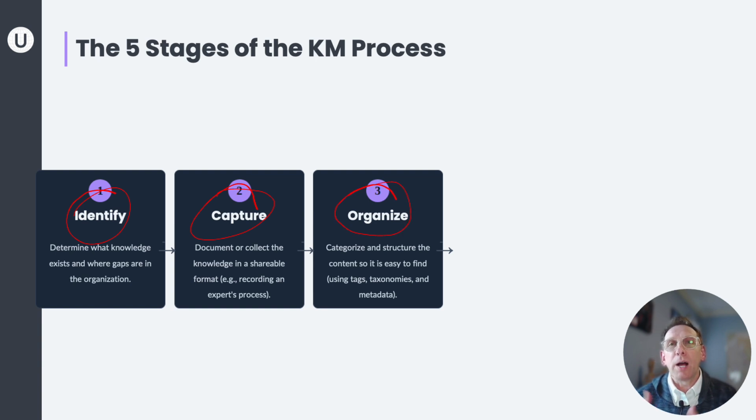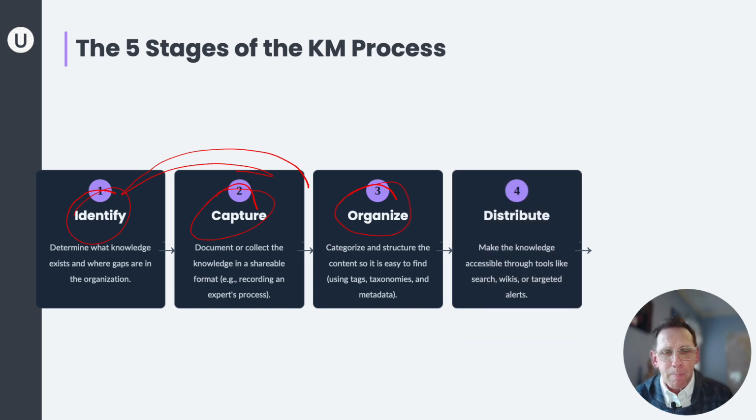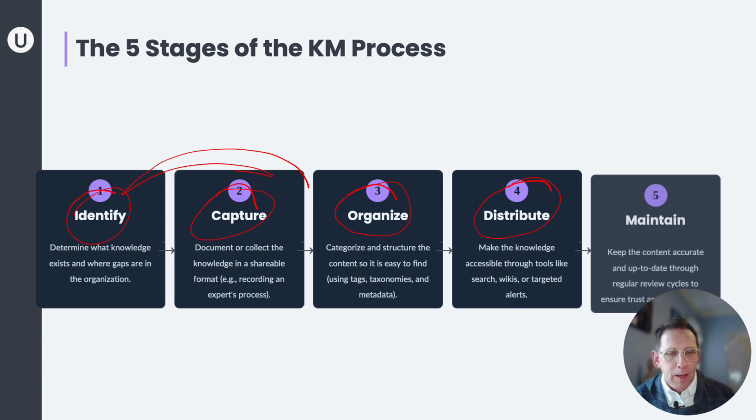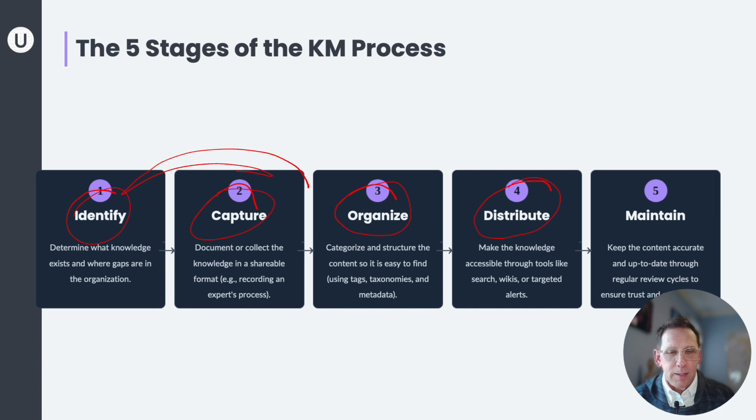Third is organizing. This is where you categorize and structure all that content that you've developed in these other two so that it's easy to find. Maybe you use tags, taxonomies, or metadata to help keep track of all of that. Fourth is distribute. This is where you're making that knowledge accessible to others through tools like search bars, wikis, or even targeted alerts. And then there is maintain, which is keeping the content accurate and up to date.